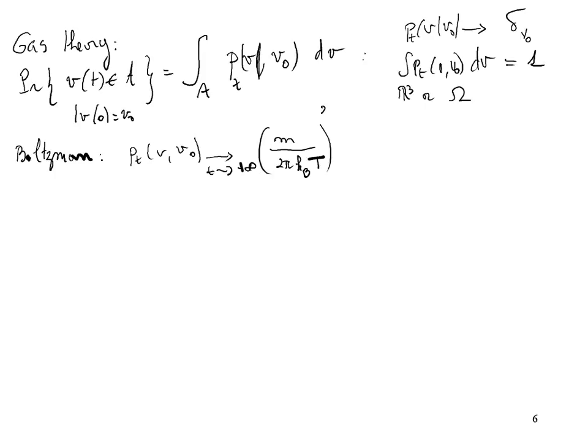So if we're in dimension 3, this is to the power 3/2, exponential of minus the energy, that's the kinetic energy, m v squared, so this means the norm of v, divided by k_B T. And this is just a remark, this is independent of the initial velocity v0, and this is in dimension 3.